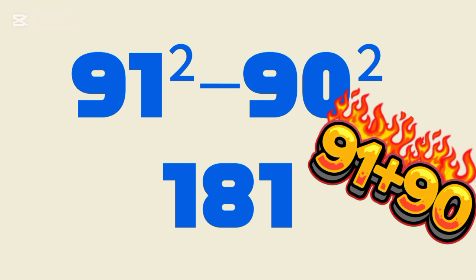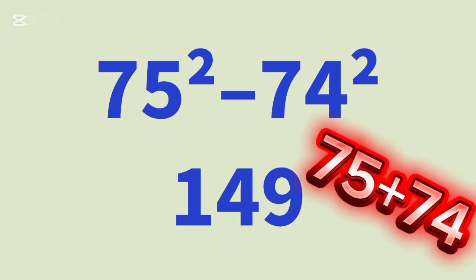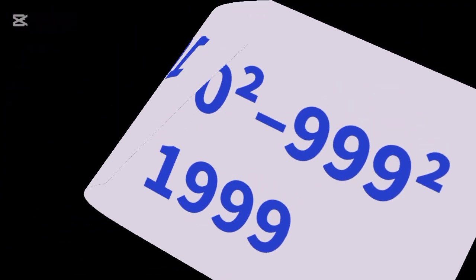Similarly, for 75 square minus 74 square, just add 75 and 74 and you will get 149. 1000 square minus 999 square, just add 1000 and 999 and you will get 1999.